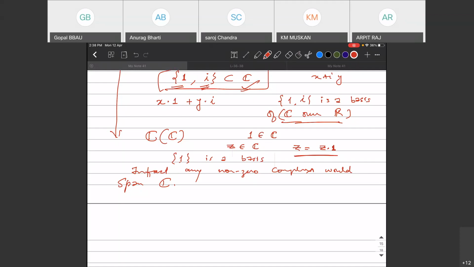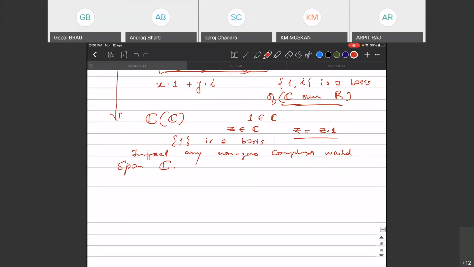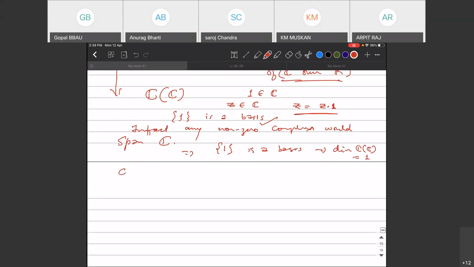Yes, sir. Okay, so do you see why 1 is a basis? Say yes or no, बताओ कि ये यहाँ पर ठीक है या नहीं है? Yes, sir. Okay, so this means 1 is a basis, which implies the dimension of C over C is 1. Similarly, the dimension of R over R is 1, because 1 is a basis of R.